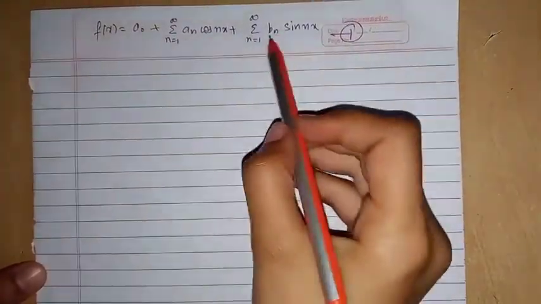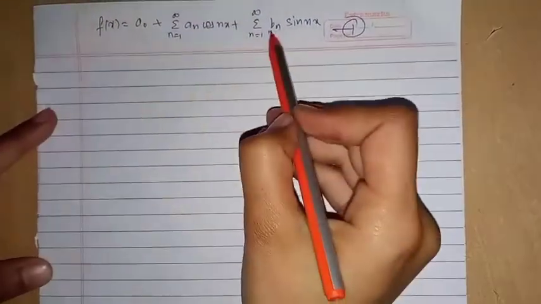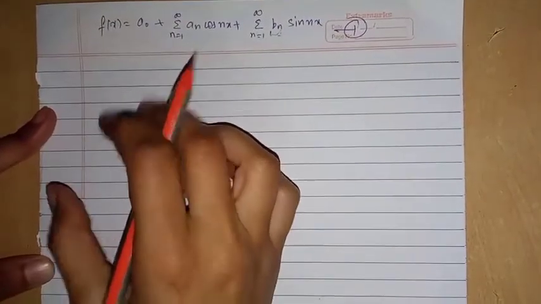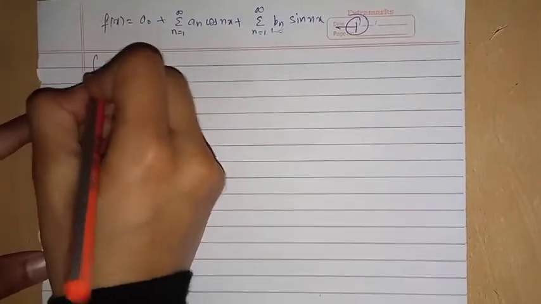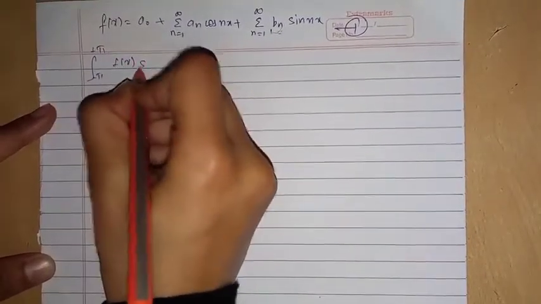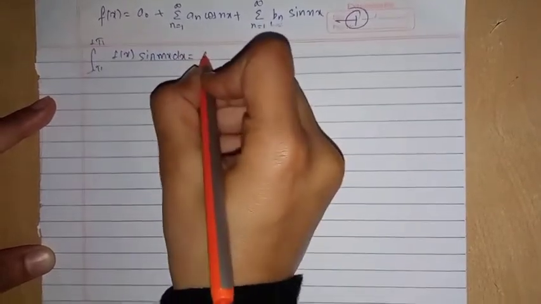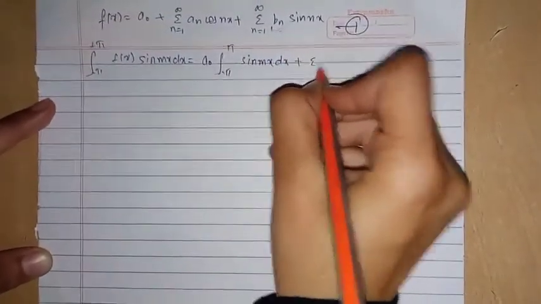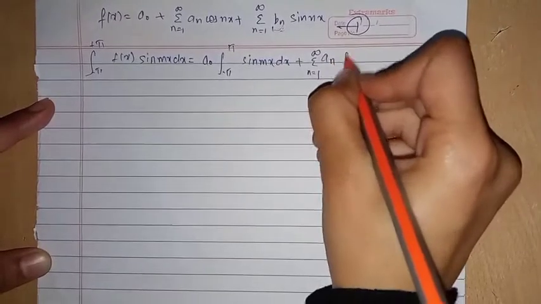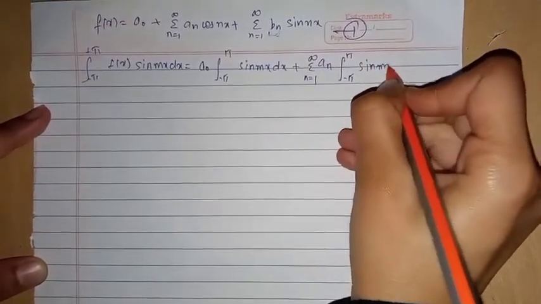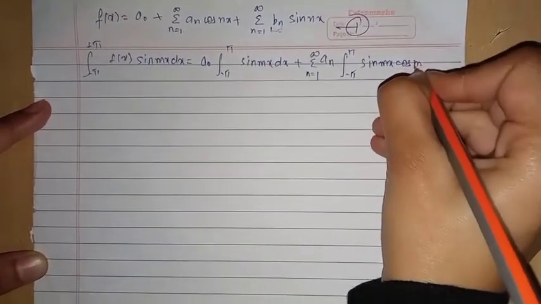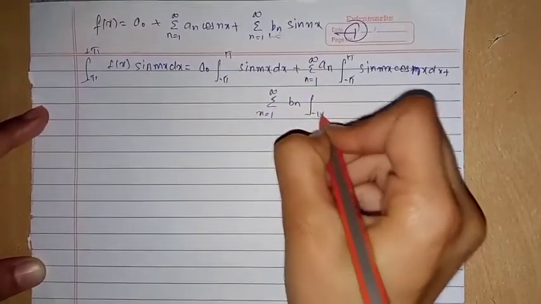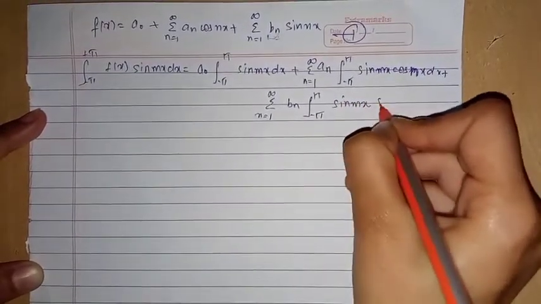Similarly, we will evaluate the value of bn. Now to evaluate the value of bn, we will multiply equation 1 by sin mx and then integrate it between the limits minus pi to plus pi, that is, minus pi to plus pi fx sin mx dx is equal to a naught minus pi to plus pi sin mx dx, plus summation n equal to 1 to infinity an minus pi to pi sin mx cos nx dx, plus summation n equal to 1 to infinity bn minus pi to pi sin mx sin nx dx.